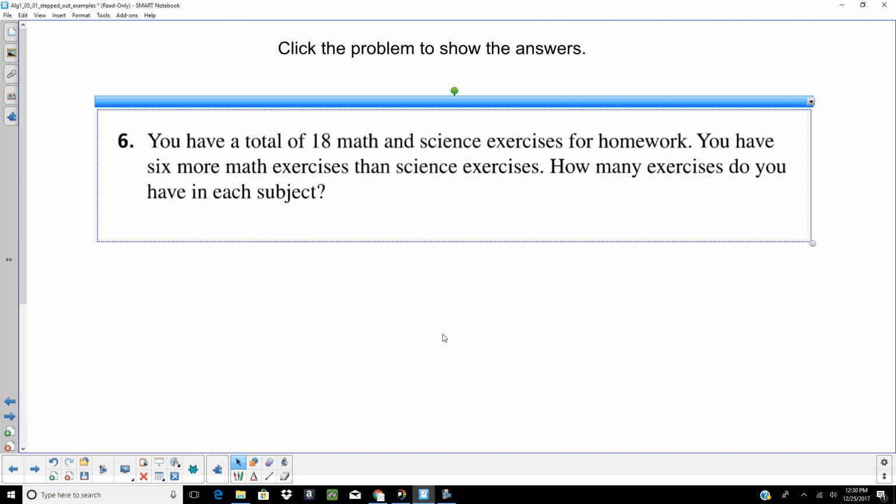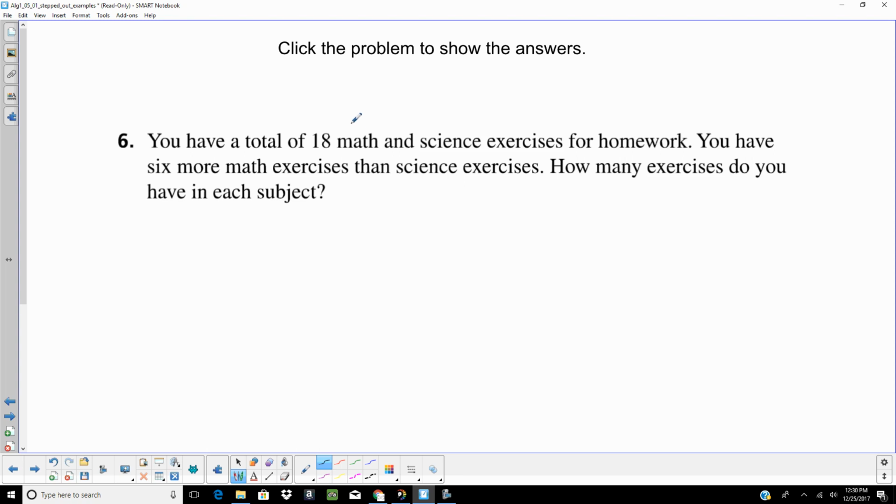All right, let's try one on your own. You have a total of 18 math and science exercises for homework. You have 6 more math exercises than science. How many exercises do you have in each subject?